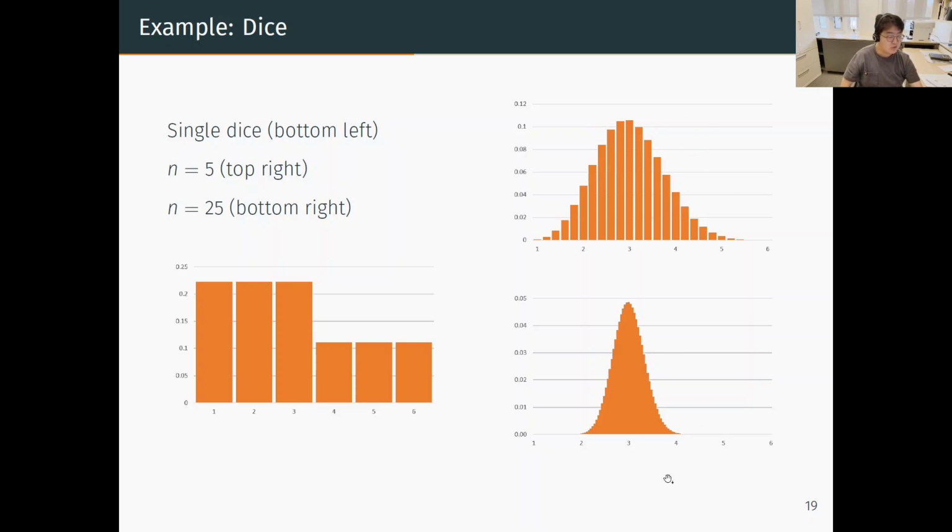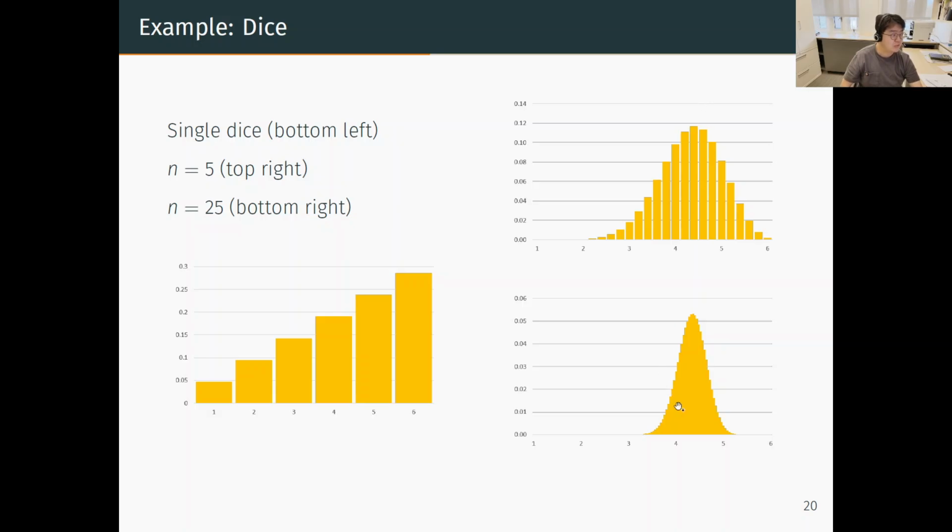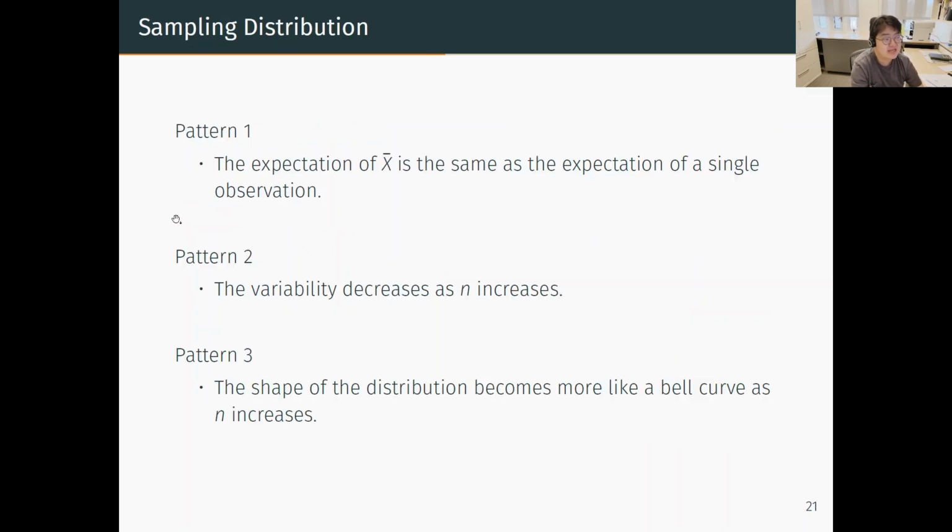Compare this one and that one, and again here. You see the center does not change. Of course, the center depends on how you manipulated the probability, but that's maintained even if you change n. Right? That is pattern number 1. Pattern number 2, the variability decreases. Extreme values are much more unlikely when you increase n, right?